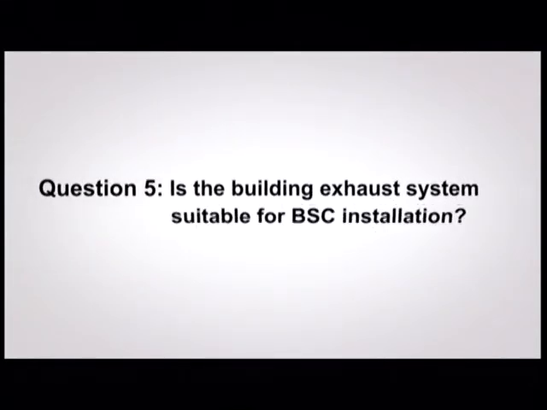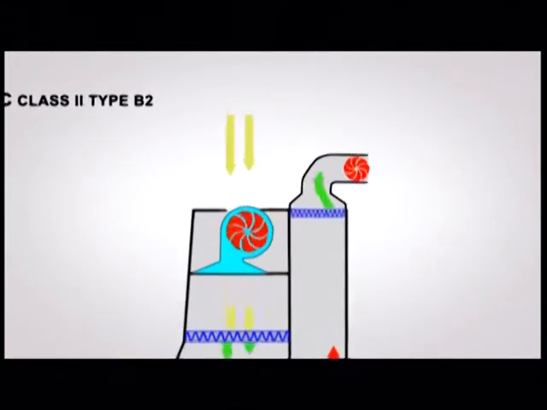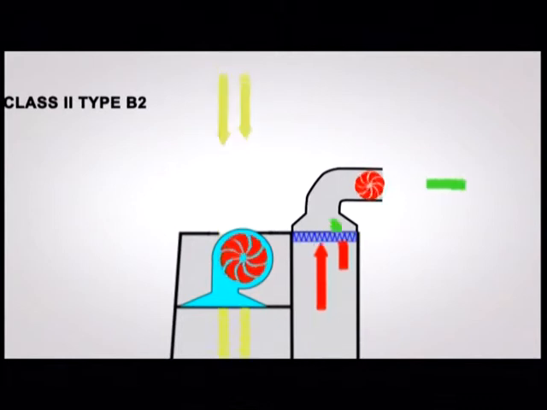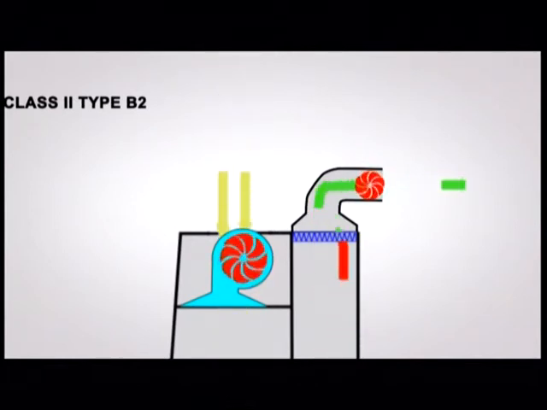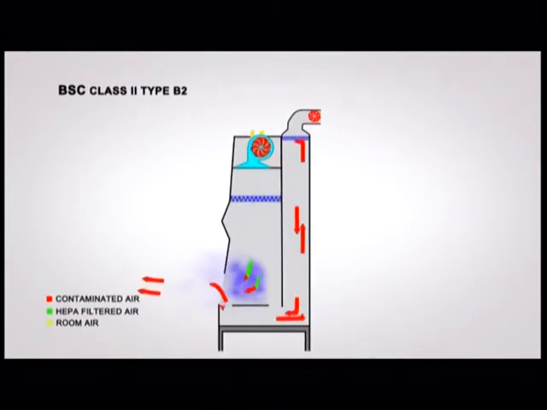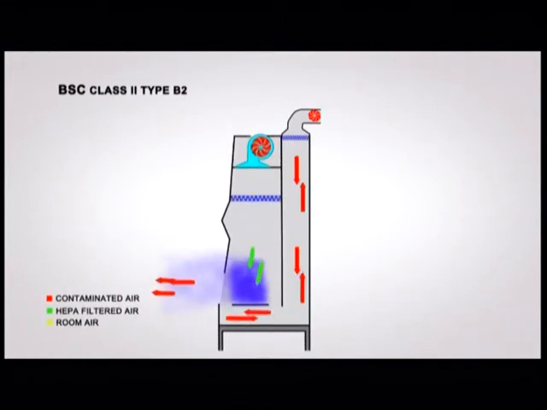The final question to ask, question 5, is the building exhaust system suitable for the BSC installation? If the BSC requires connecting to a hard duct, you must ensure that your facility exhaust system is compatible with the BSC interlock system in the event that there is a low exhaust flow or an exhaust system failure. This is accomplished by installing an exhaust monitor in the duct above the BSC and electronically interlocking the BSC fan via a relay. By doing so, it will ensure that if there is not sufficient exhaust, the BSC fan will shut down and not push any contaminated materials out through the work access opening.